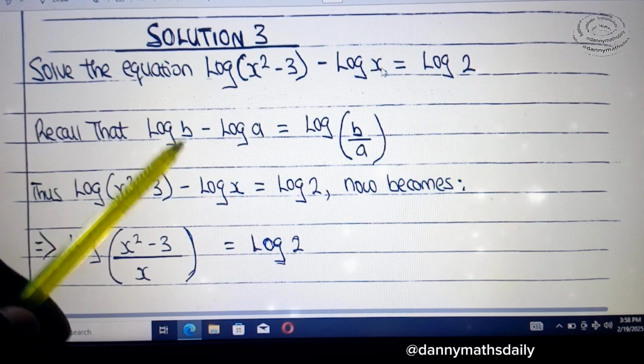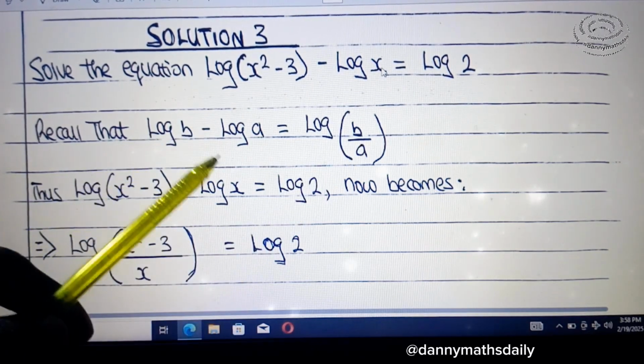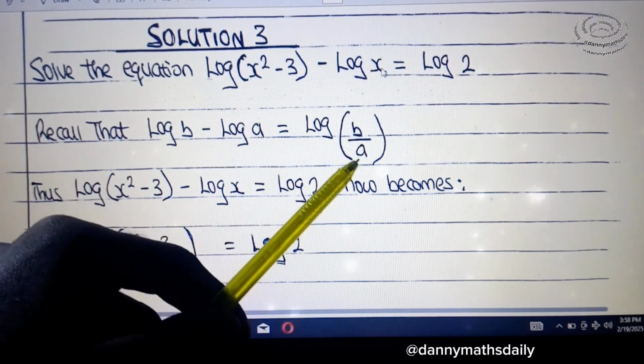Now recall that log b minus log a is equal to what? Log b all over a. Then when there is a minus, log b minus log a, so you just do what? It becomes what? Division, right? So b all over a, it is dividing.